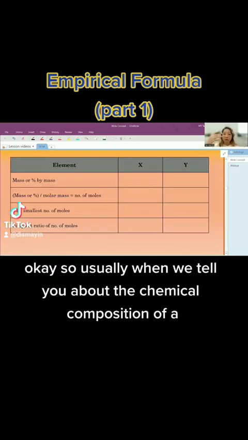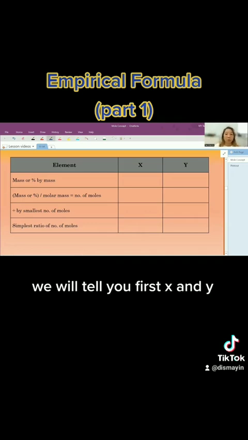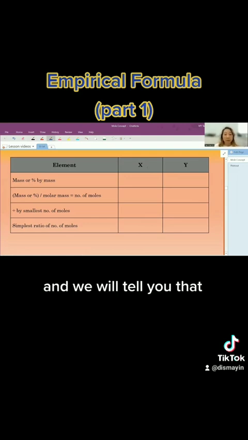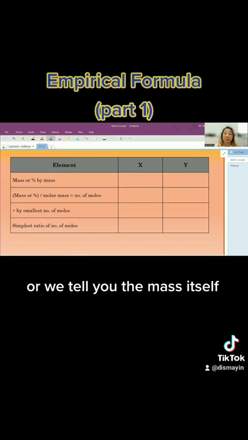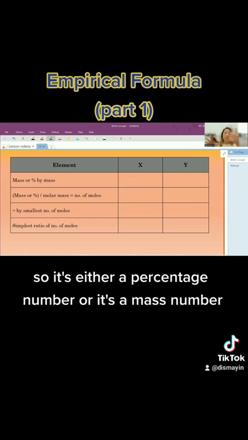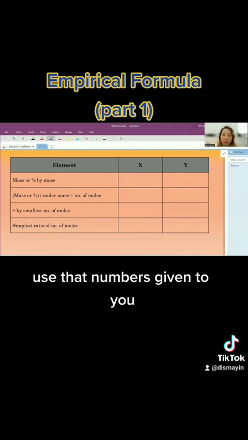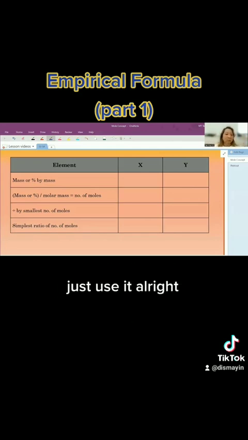So usually when we tell you about the chemical composition of a particular particle of a compound, we will tell you first X and Y, let's say. These are actually the elements that we use. And we will tell you the percentage composition by mass of each element in the compound, or we tell you the mass itself. So it's either a percentage number or it's a mass number. Either way, it really doesn't matter. Use that number that is given to you. You don't have to care whether it's a percentage number or it's a mass number. Just use it. All right?